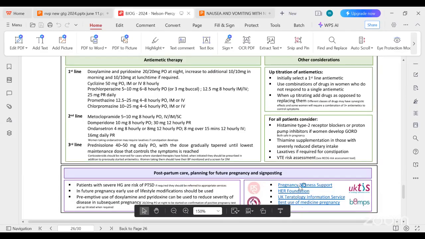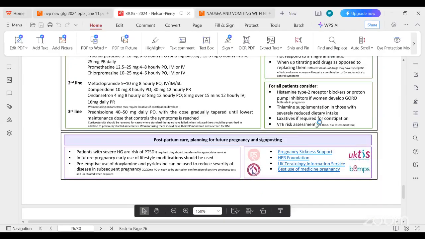These are the four services: the Pregnancy Sickness Support charity, Hyperemesis Gravidarum Foundation UK, Teratology Information Services, and Best Use of Medicines in Pregnancy. So these are the services that have been used for the referral of these patients.